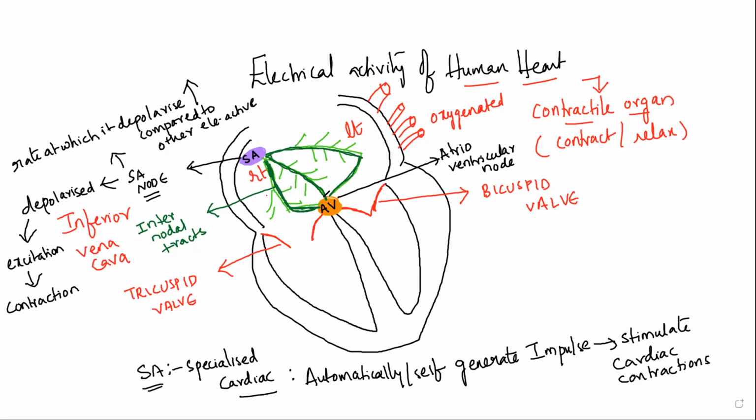They carry this impulse into the AV node, but after carrying the wave into the AV node, there is going to be a pause. First, children, let me write this for you. The impulse for depolarization is created in which place? It is the SA node.